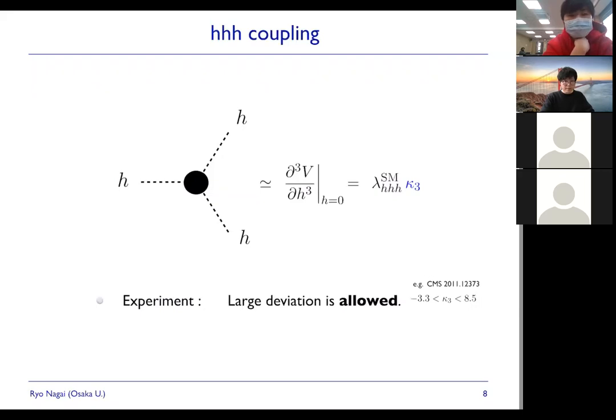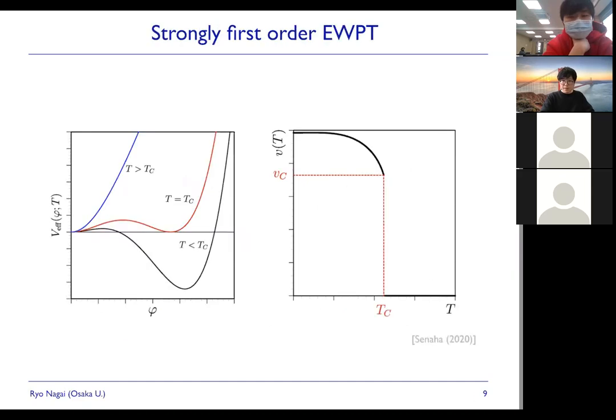On the other hand, interestingly, a large deviation is actually expected from the theoretical point of view. So let us discuss the reason. One of the reasons is that a large deviation in kappa 3 is closely related to the strongly first order phase transition, which is the necessary ingredient for realizing electroweak baryogenesis. The strongly first order phase transition is a phenomenon in which a potential barrier like this appears in the early universe. The typical temperature dependence of the scalar potential and the vacuum expectation value in the case of the strongly first order phase transition is shown in this figure.